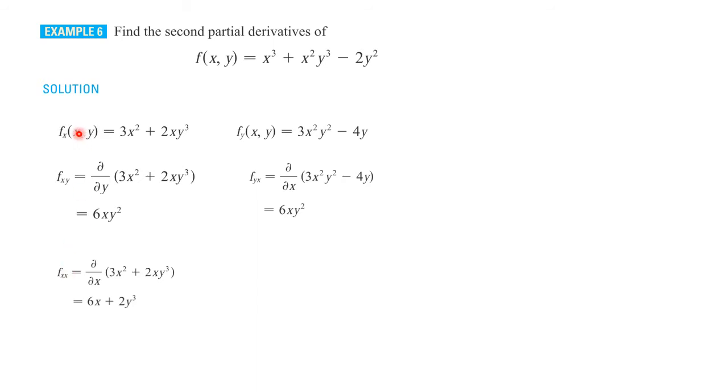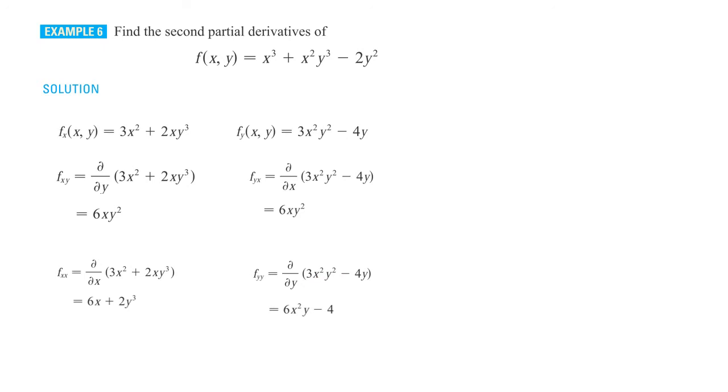fxx means differentiate fx with respect to x and consider y as a constant. So 2 times 3, 6x, plus the derivative of x is 1, 2y cube. fyy means differentiate fy with respect to y. So partial over partial y of 3x square y square minus 4y, we will get 2 times 3, 6y x square, as it is, minus 4.